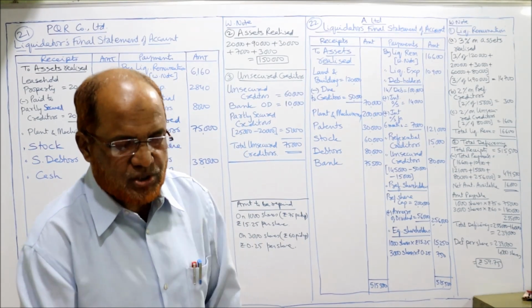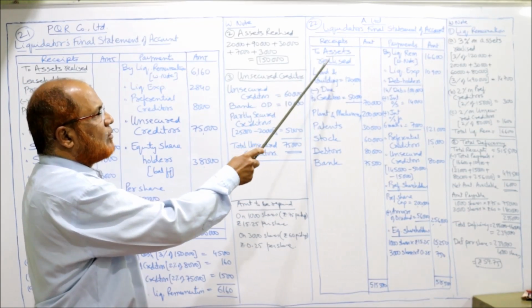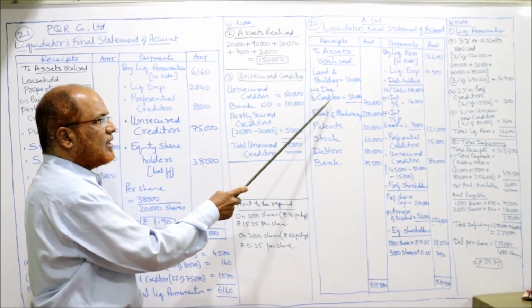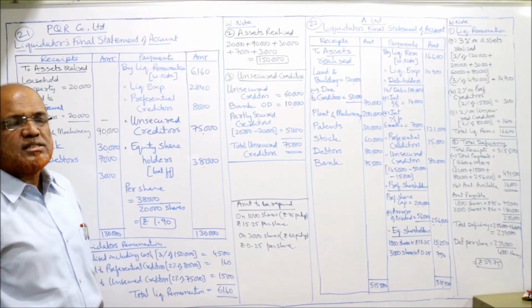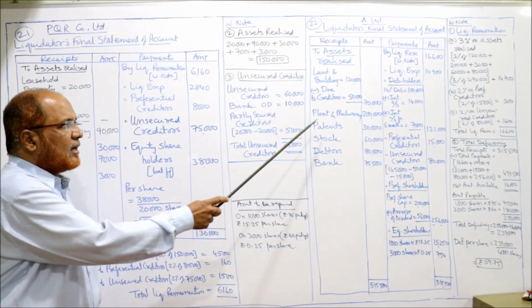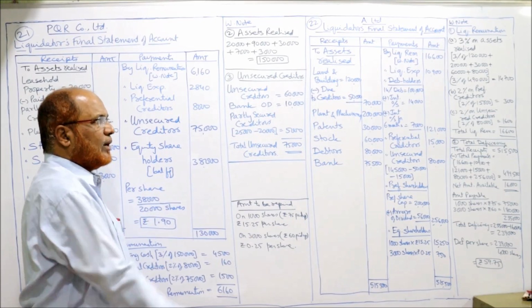So these are the provisions. See carefully. A Limited, liquidator's final statement of account. Assets realized: land and building are sold for 1,20,000, due to creditors 50,000. Fully secured creditors are 50,000. After payment, 70,000 surplus. Plant and machinery, patent, stock, debtors, bank. These are all the assets realized by the liquidator.